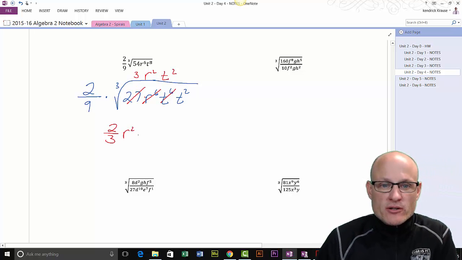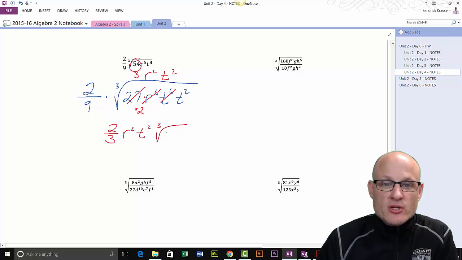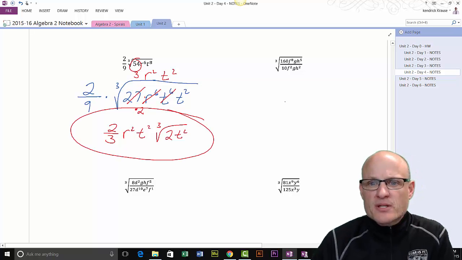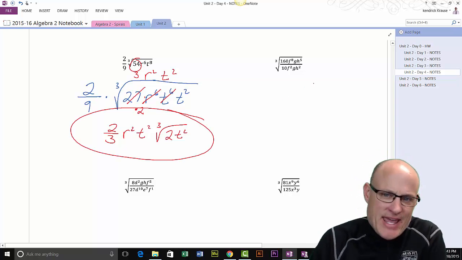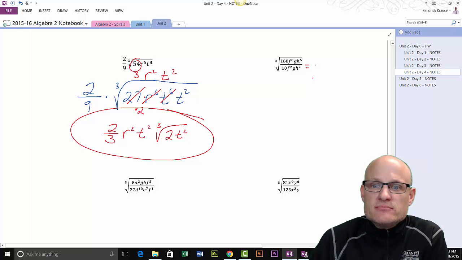2/3 r squared t squared cube roots of, oh, I should have wrote this as 27 times 2, right? Because I got to make 54. It's 27 times 2. So 2t squared. Almost made a mistake. 2t squared. There you go. All right, so because I can simplify this, I'm going to simplify this before I start busting it up. And doesn't 10 go into 160?